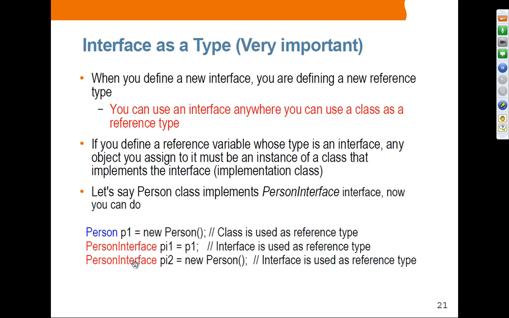Okay, if you define a reference variable whose type is an interface, any object you assign must be an instance of a class that implements the interface. So when you are assigning, for example, in the last line here, an object instance to a reference type, the actual class has to be an implementation class of this interface type. That's what this second bullet is all about.